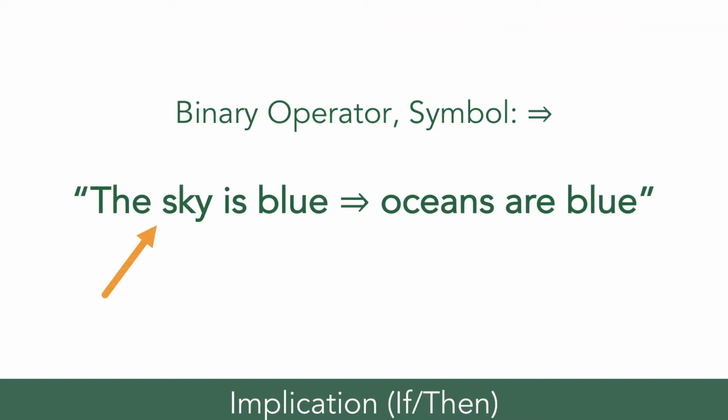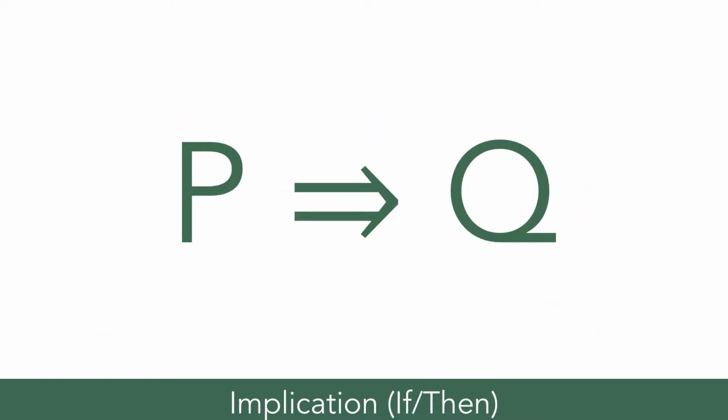Now, let us look at a slightly more complex example, implication. Implication propositions are if-then propositions. In this example, if the sky is blue, then the ocean is blue. The implication P implies Q is false when P is true and Q is false. Another way of thinking of implication is if P, then Q.